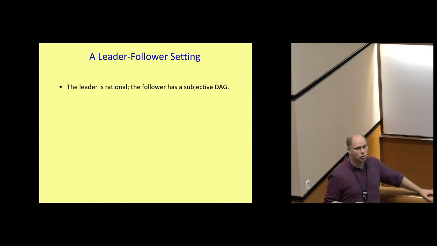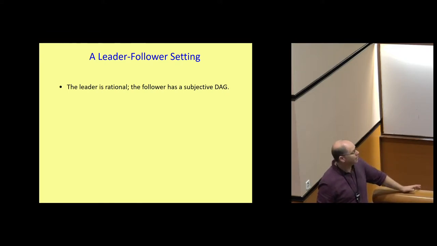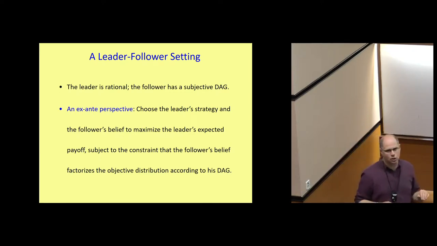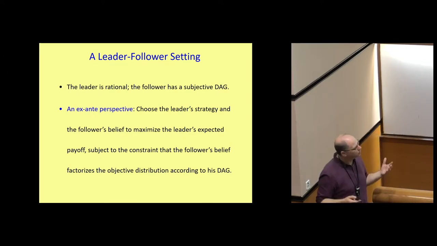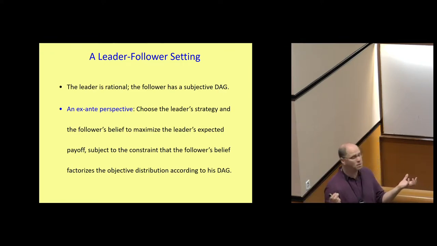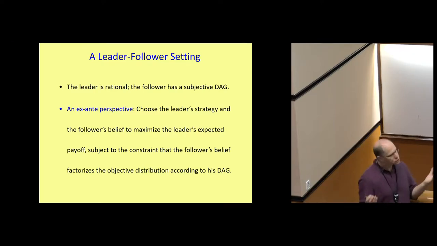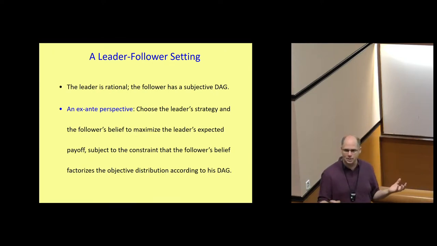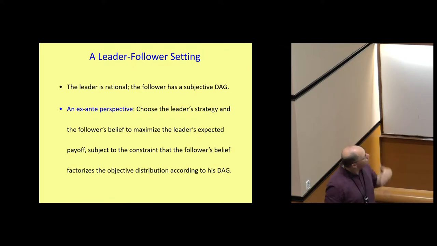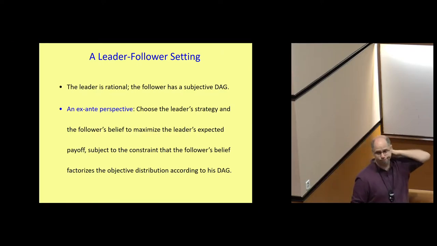He will have a correct model of the environment, and the follower will have a subjective DAG, which will be wrong. And I'm going to analyze the situation with an ex-ante perspective. So I'm going to be choosing a strategy for the leader. I'm going to choose a belief, could be multiple beliefs. I'm going to choose the belief for the follower, such that the belief is supposed to be consistent. The belief of the follower is going to be consistent in the sense that it comes out of his causal model. And I'm choosing this pair to maximize the leader's payoffs.